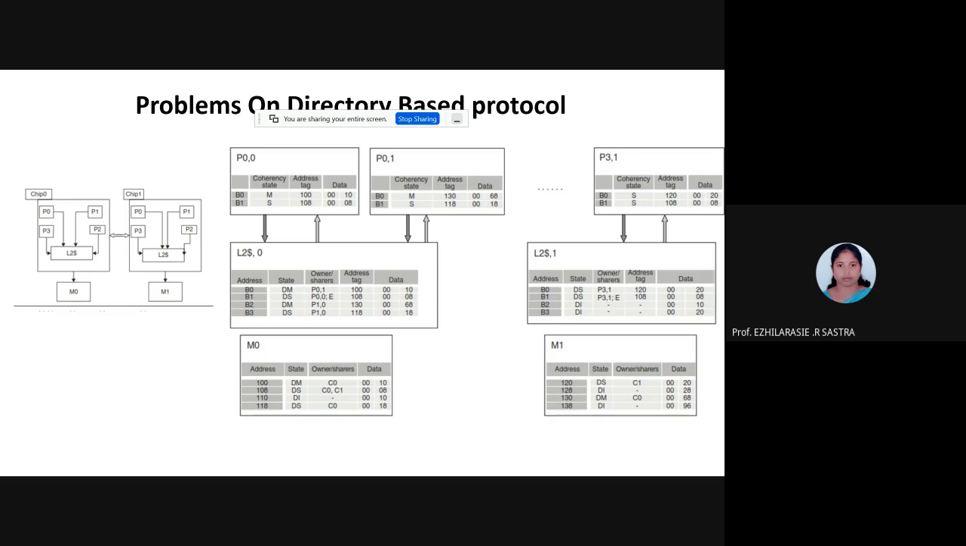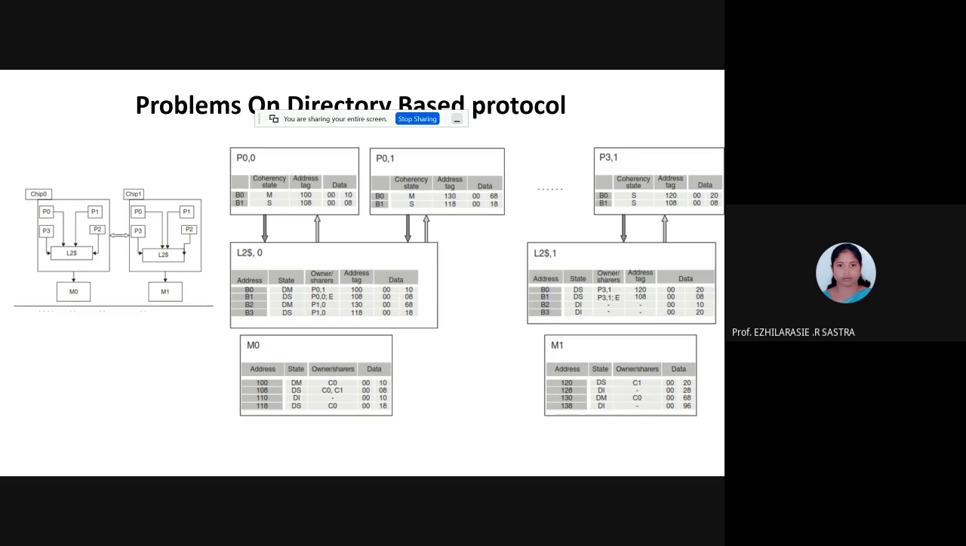So we have been discussing the problems on cache coherence. The last two sessions we have been discussing the problems on snooping based protocol. Now we will move on to directory based protocols. We have already seen that we have two different types of memory architectures: one is centralized shared memory, and one is distributed shared memory. For centralized, we have seen snooping, and for distributed, we go for directory based.